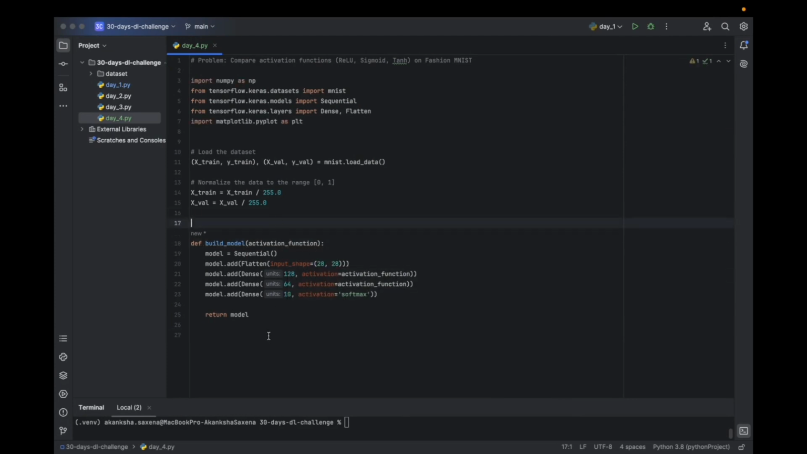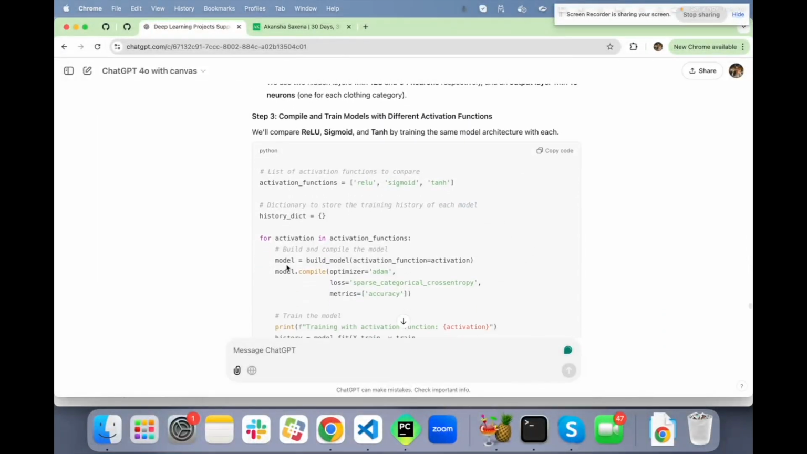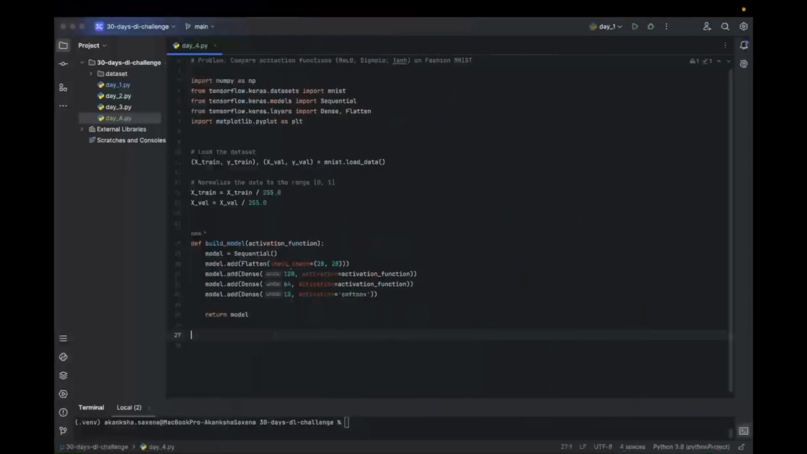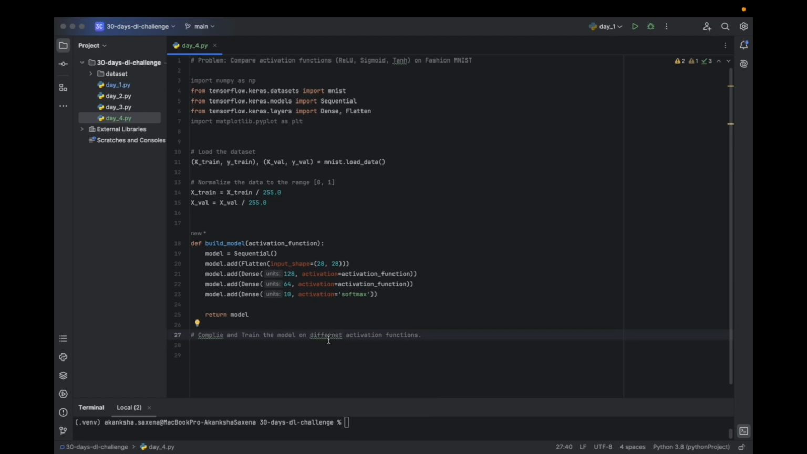Oh, it expects 2 lines. Once done, we are going to compile and train the model. So for that, we are going to compile and train the model on different activation functions. So what should we do? We should correct this spelling. DIFFERENT, and it is going to be COMPILE. Okay.